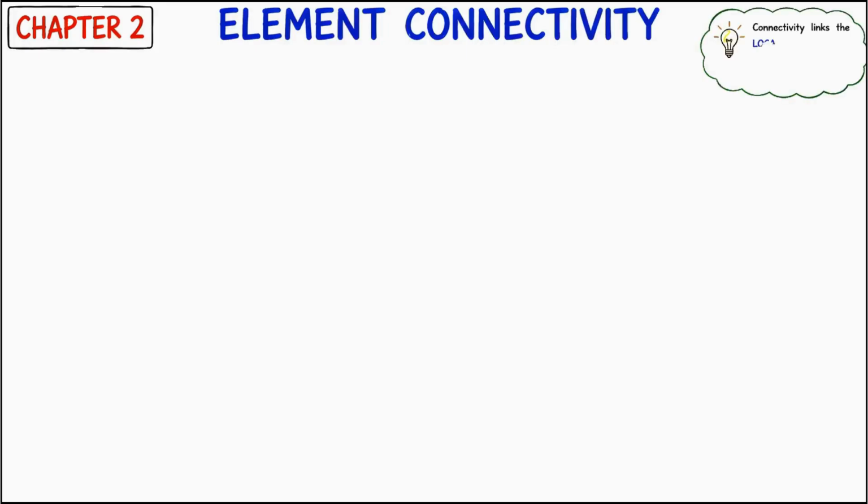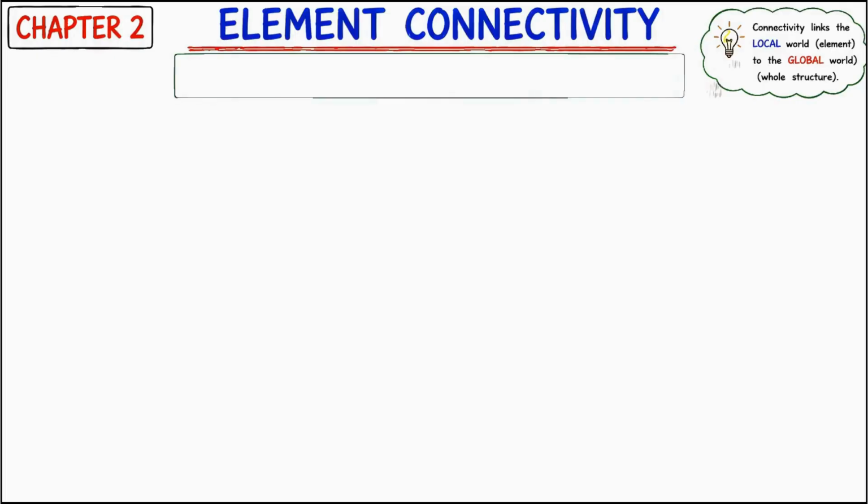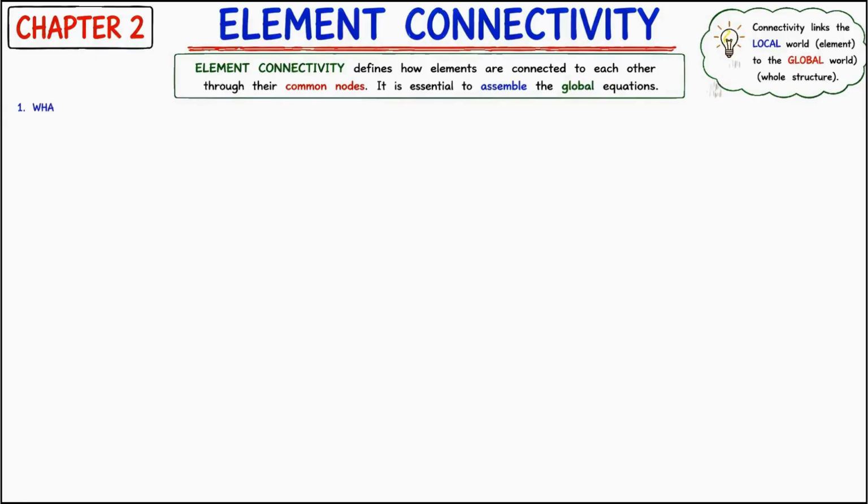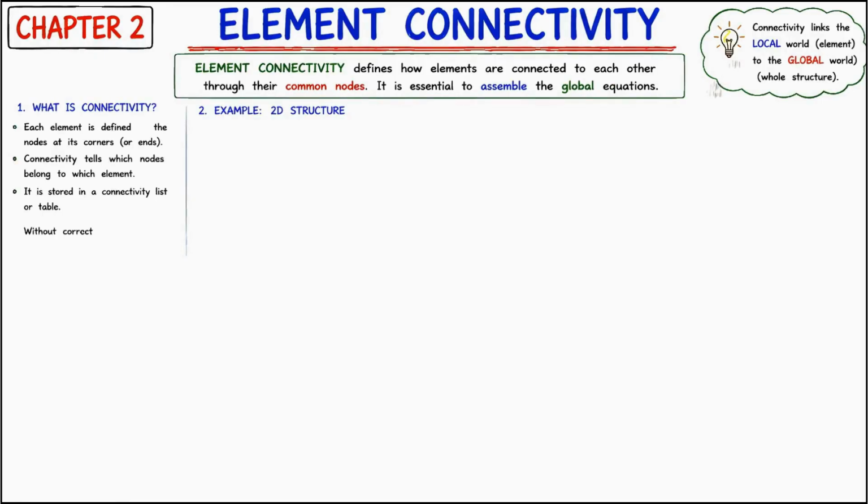Now that we know how to improve a mesh, let's understand how individual elements are connected together. Once the mesh has been created, the next step is to define element connectivity. Element connectivity tells the computer which nodes belong to each element. Without proper connectivity, the computer cannot assemble the complete structure correctly.